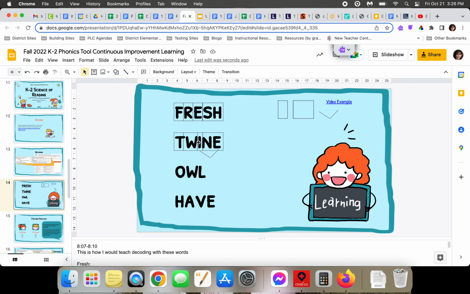The vowel sound is one vowel followed by a consonant and an E. That makes the long vowel sound I. Blend the word with me. T, w, I, n. Twine.